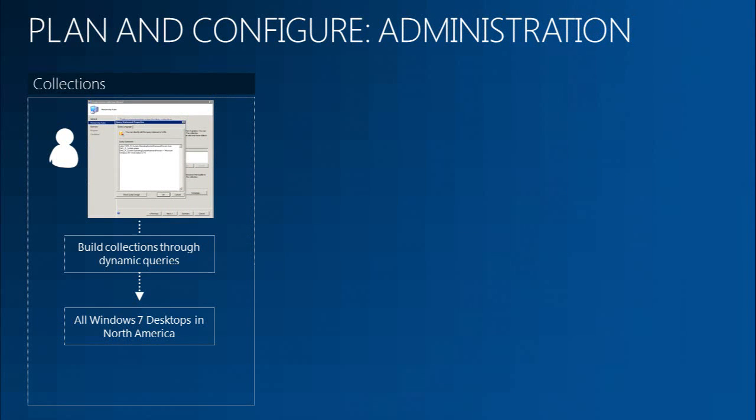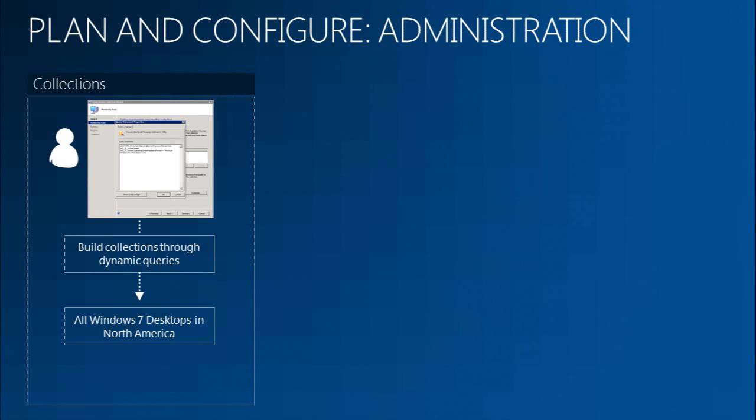So in the plan and configure, you guys are probably familiar with this first step. It's kind of the no-brainer. You build your collections of the systems you want to target. The reason that the collection design requires a little bit more planning in this release is that through the role-based access model, you can lock down who has the rights to deploy updates to which systems by your collection design.